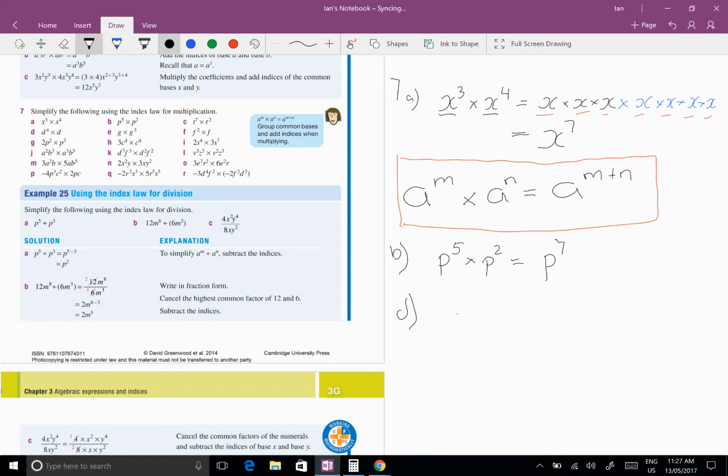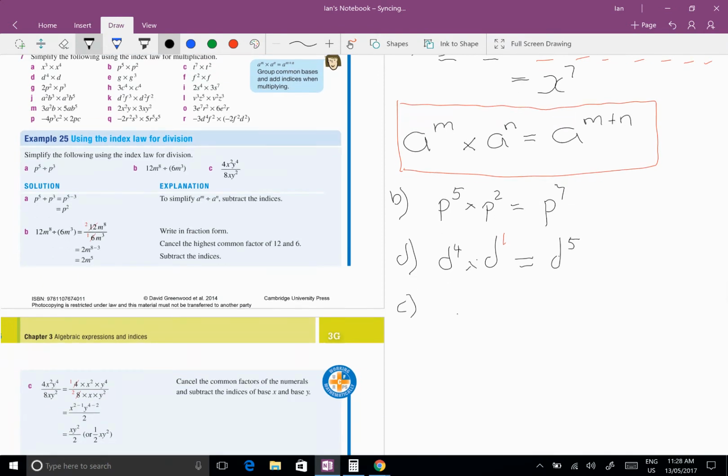Let's skip now to d. And I've got d to the 4 times d. Now what you need to know is that's d to the 1. Anything that doesn't have a power is to the power of 1, because anything to the power of 1 is itself. Well, that makes it easy now. That's just d to the 4 plus 1, which is 5.